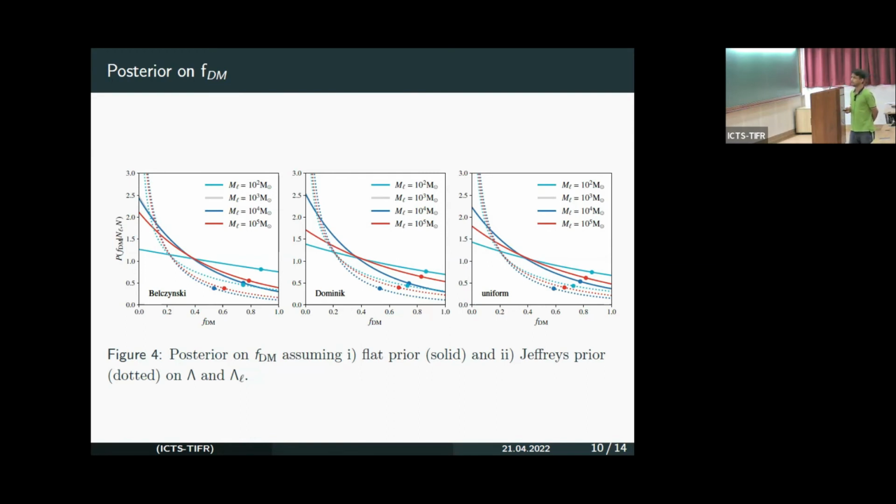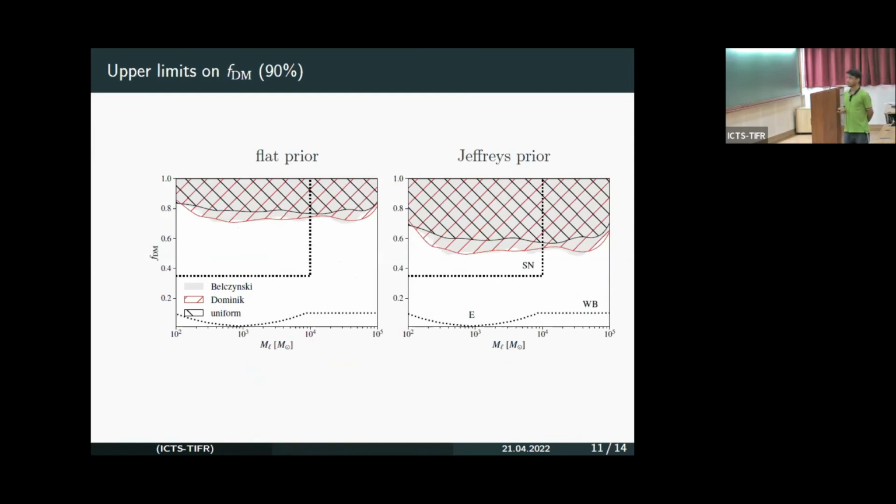That is, you have a posterior distribution of FDM, and you put a 90% upper limit for each lens mass case. From there, you calculate the upper limit of your FDM, and this is called your 90% confidence interval level. Okay, so this is the final plot. This is called the exclusion plot, and this shows you the upper limits on FDM with 90% confidence interval.